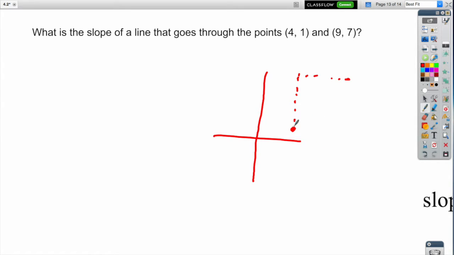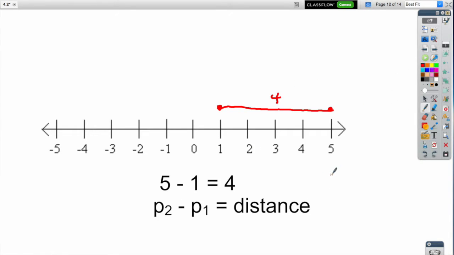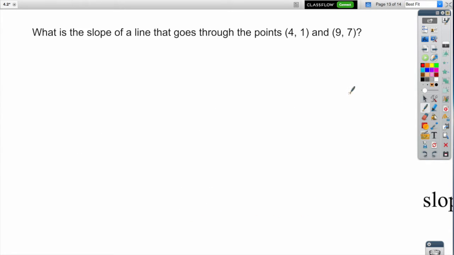Okay, and once again, it's all about distance. If you think about it, rise is nothing more than a distance from one point to another. Run, same thing, it's just another distance going horizontally. And so what we can do is use this same basic idea from this page: take the point you end up at minus the point you start at, and that gives you the distance.